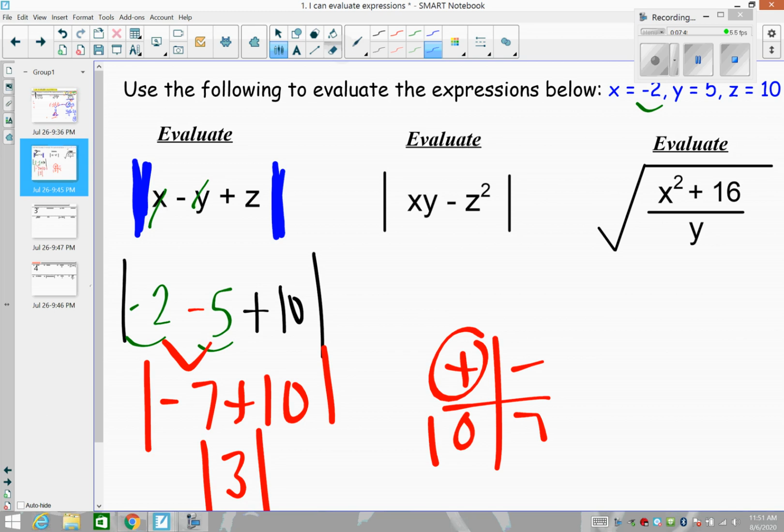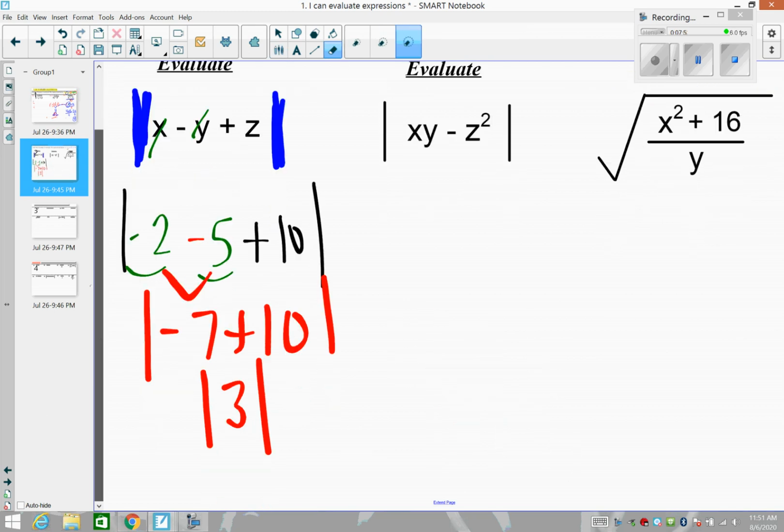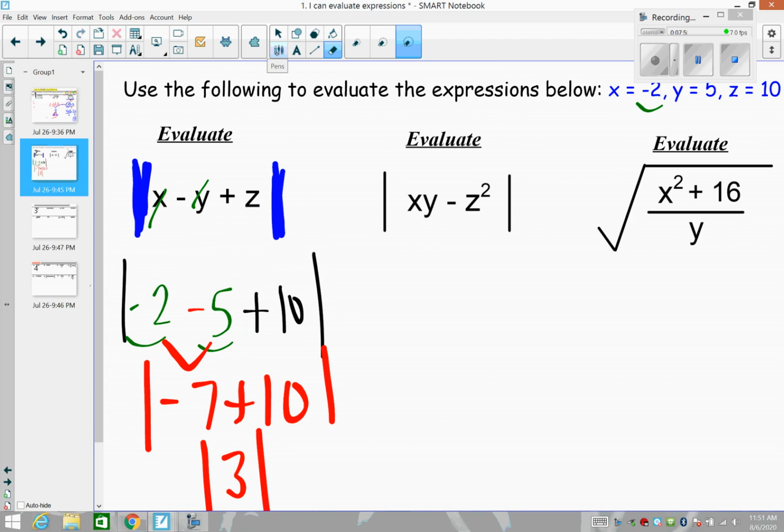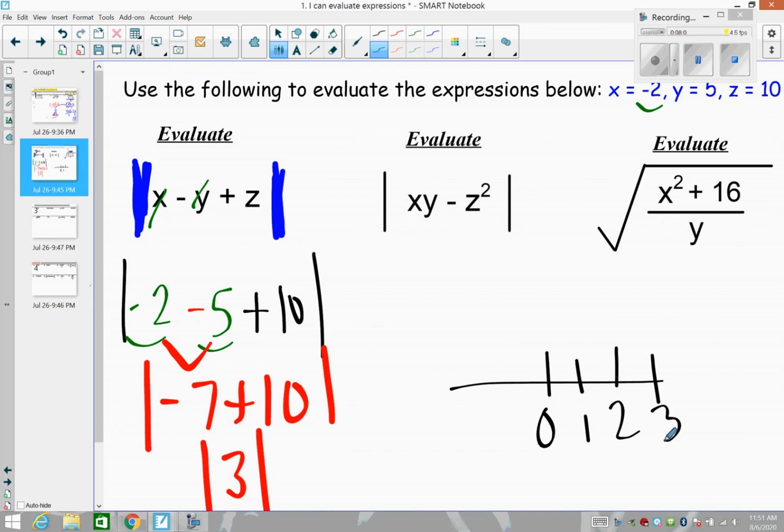Now, don't forget about the absolute value sign. We have to make a decision now. If we had a number line, this symbol means if here's 0, 1, 2, 3, how far away from 0 is 3? How far away? Well, it's just 3. So no big deal on that problem. It's usually pretty simple when we're dealing with positives, but that is the definition of absolute value.